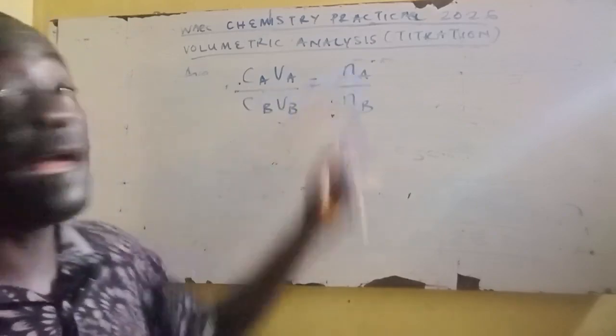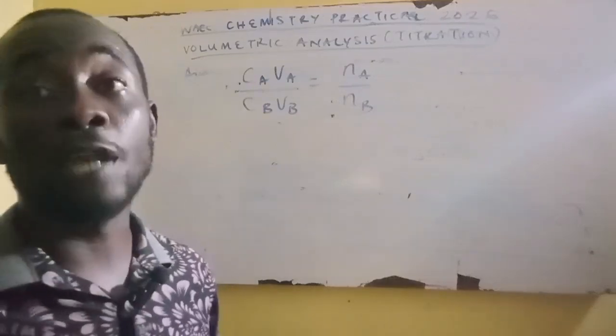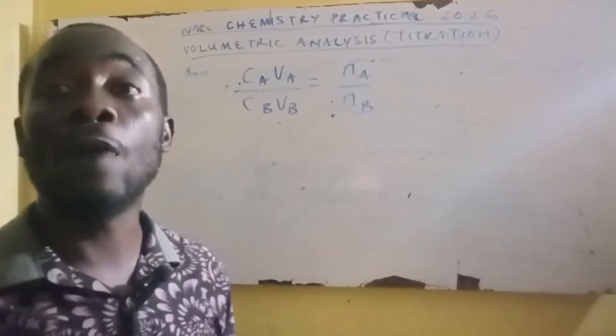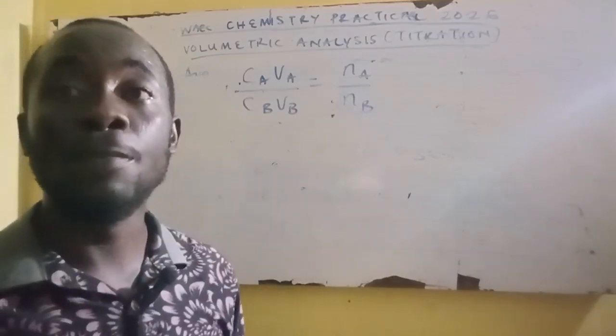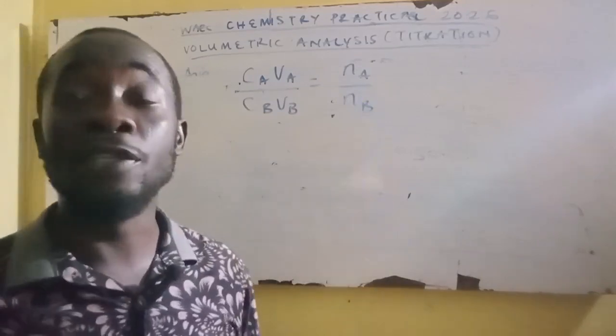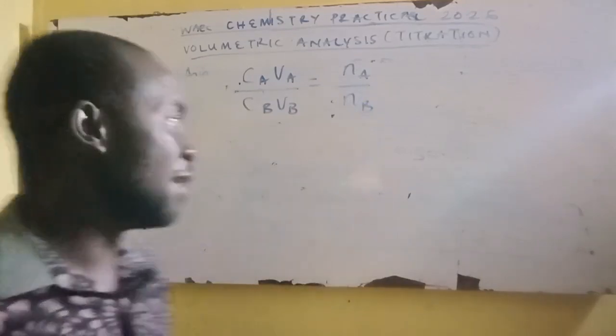Now this NA is the number of moles of acid. In the equation that we did last, the number of moles of acid is 1, whereas the NB is the number of moles of the base. So the number of moles of the base that we did the other time is 2. So let's check a question.